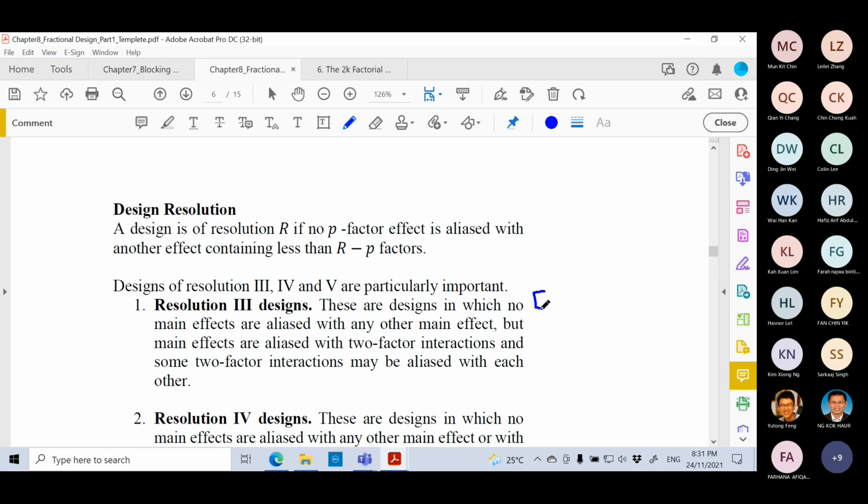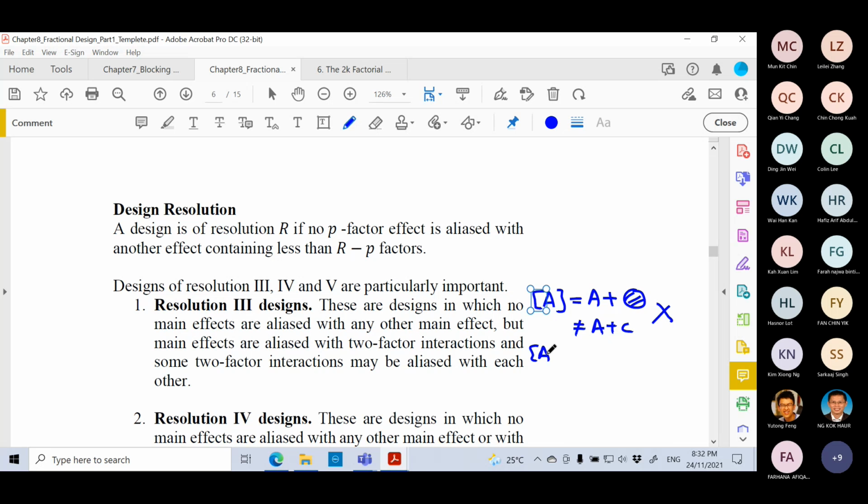This first one says no main effect. It means that after you calculate the A, because of the notation we put just now, we will get A plus something. If they say no main effect aliasing, you will never get A plus C. You don't have this case, where a main effect is aliased with a main effect. This is called resolution 3: no main effect is aliased with any main effect.